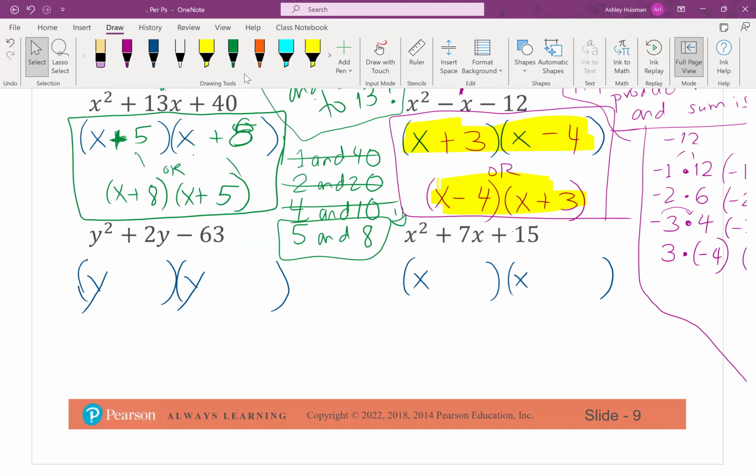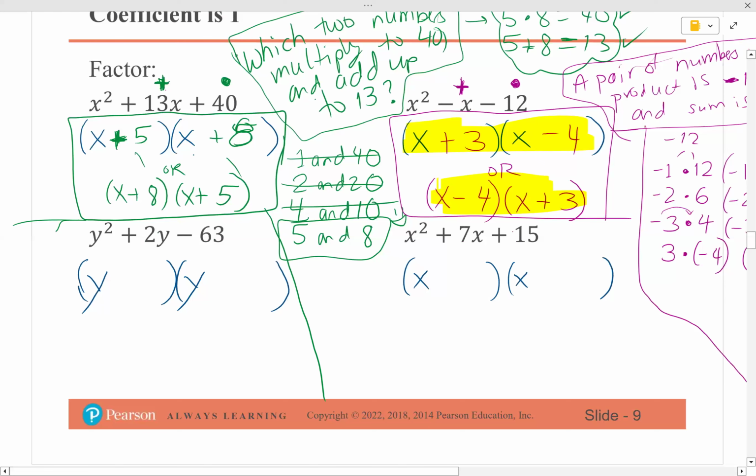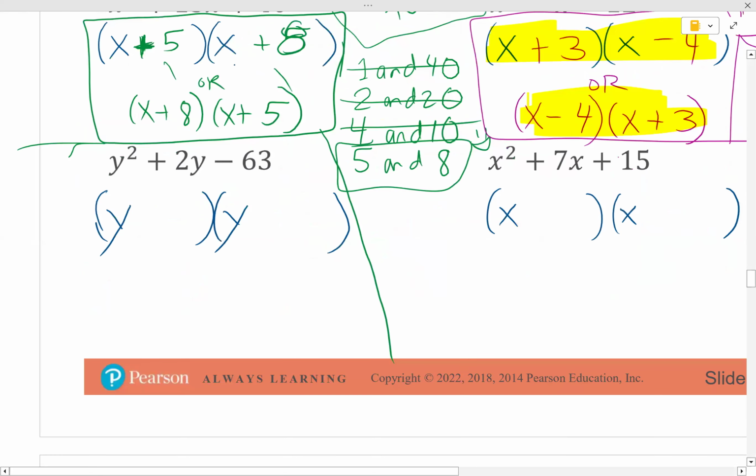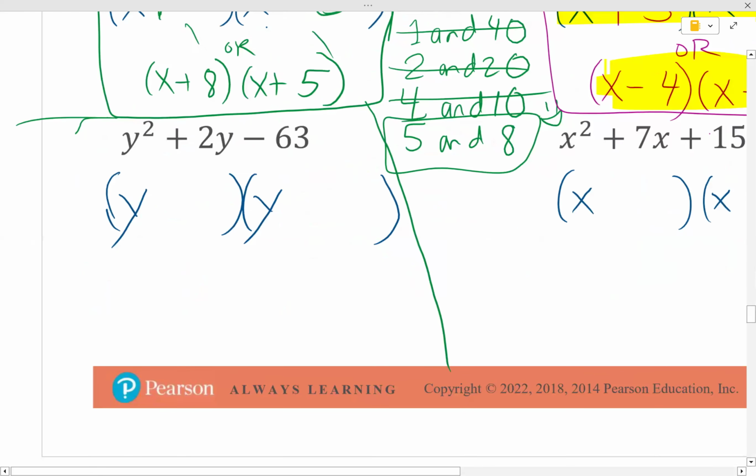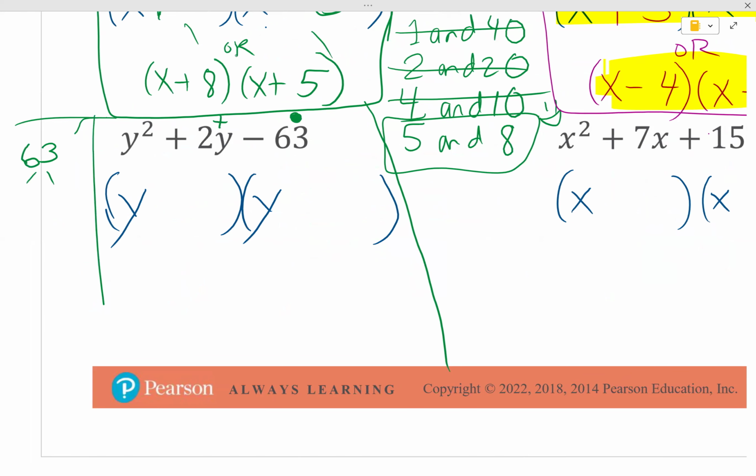Let's see. It doesn't matter what order we go in, I guess, but this next one here, y. All right, it's a y. We already got the y's down. Now I want two numbers that multiply to make -63 and add up to 2. So I always think 63 first of all. The number they have to multiply to, that's going to be the revealing factor.